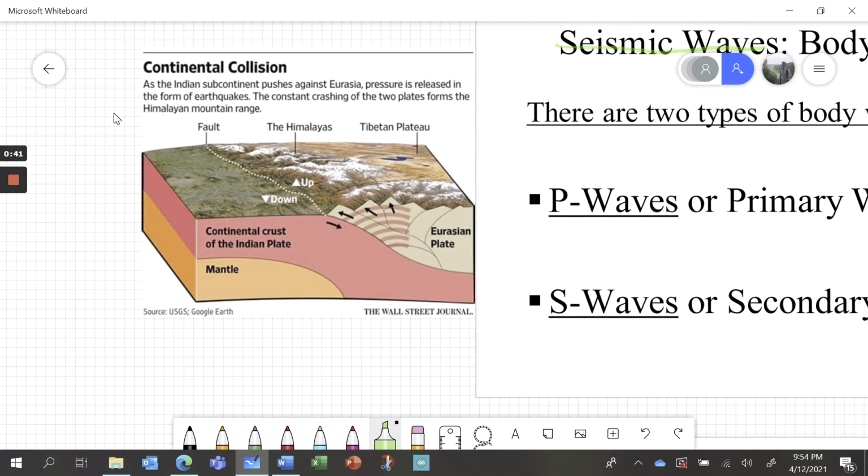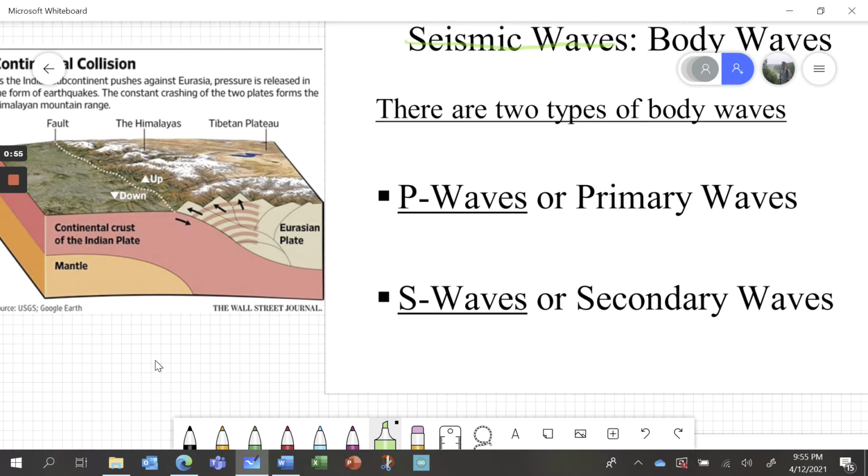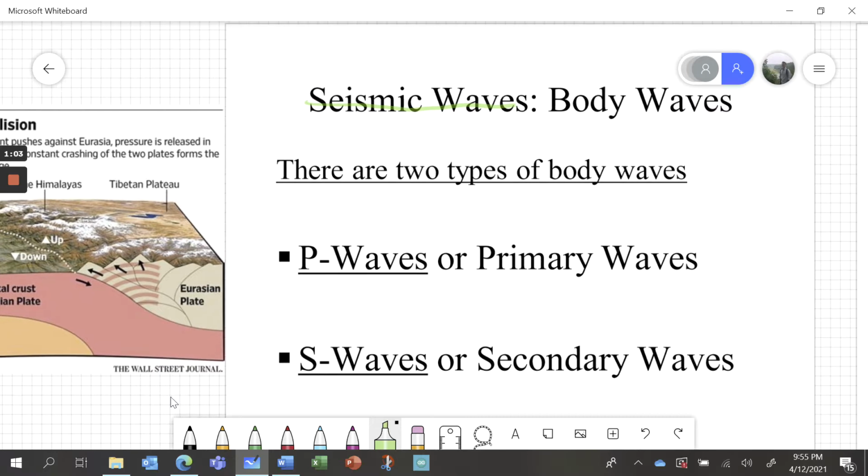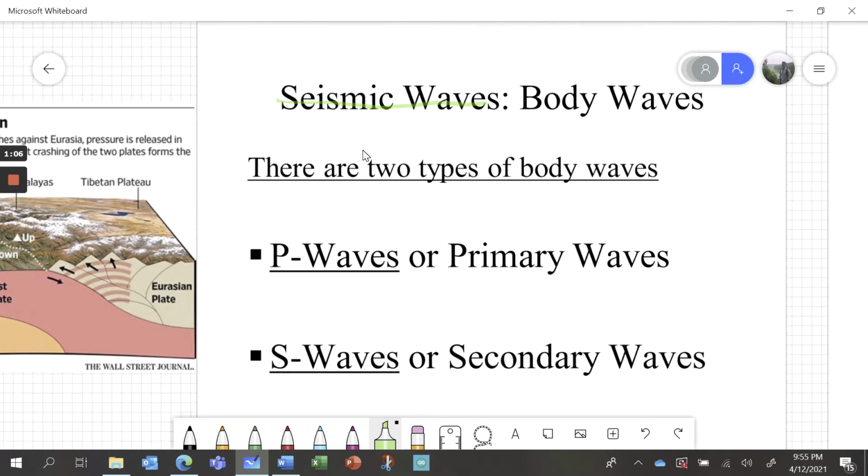So we're not going to talk too much about the plate tectonics. We're going to focus more on the waves that they create whenever they collide or cause earthquakes. So when two plates rub against one another or they release pressure, they create seismic waves. Seismic waves are what we experience as an earthquake. What we feel, we feel the seismic waves.